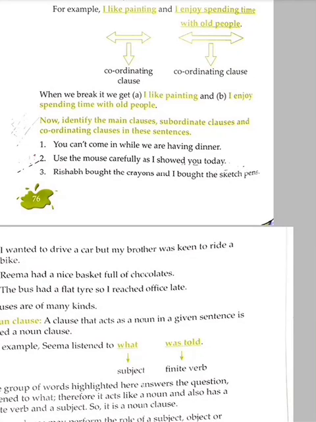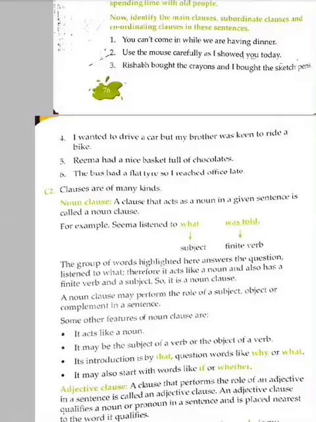Number 3. Reshav brought the crayons and I brought the sketch pens. "Reshav brought the crayons" is an independent clause. Again, "I brought the sketch pens" is an independent clause. These two main clauses are joined with the coordinating conjunction, that is, "and". So these two clauses are known as coordinating clauses.